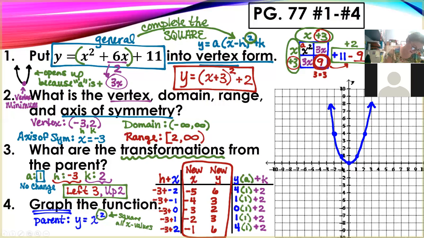-5, 6. -4, 3. -3, 2. -2, 3. And -1, 6. Here's my transformed function. Just like that. Awesome. Good work so far, guys. Let's go try another review problem here.